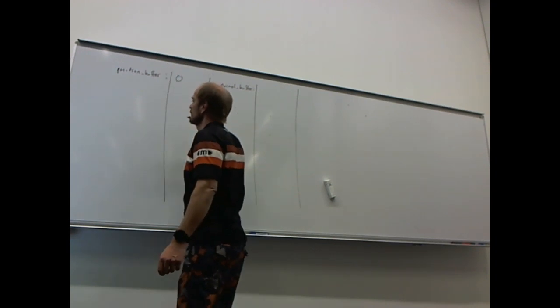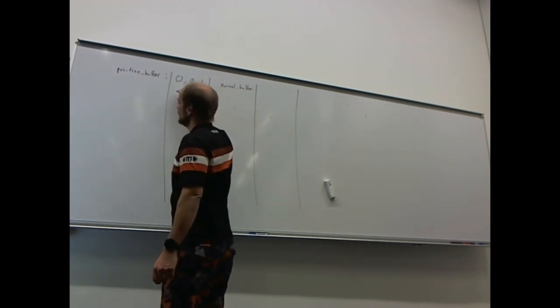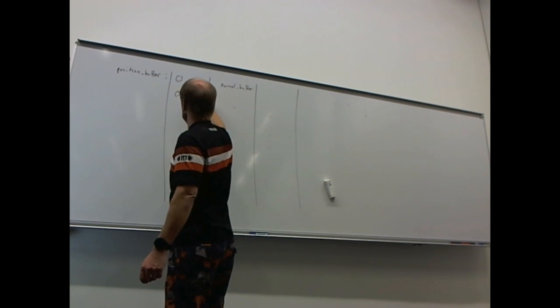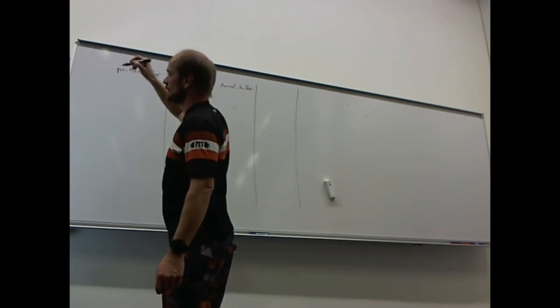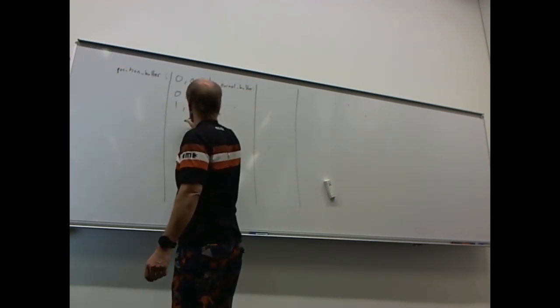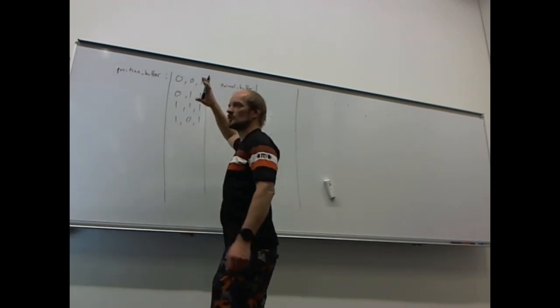Start there: 0, 0, 1. We have 0, 1, 1. If we go around, we have 1, 1, 1, and we have 1, 0, 1. So that's just the front face.